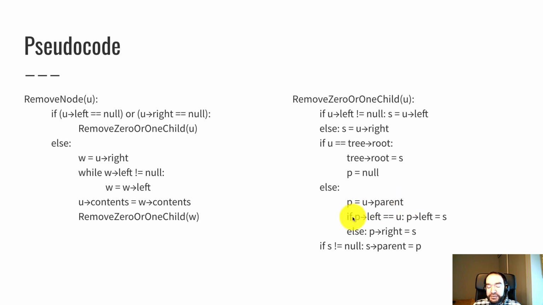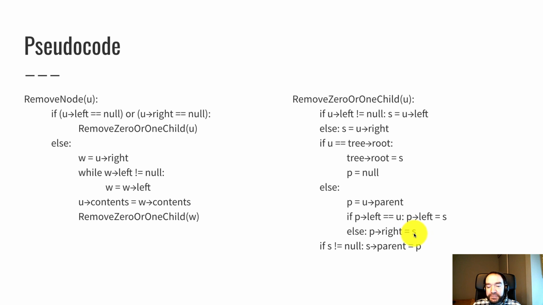And now we have to update the child pointer of p, and we have to decide which one it is. So if p's left pointer is equal to u, then that means u was the left child of p, and we say p's left becomes s. S is the node pointer that's taking the place of u. Otherwise, we know that p's right pointer has to be equal to u, so we set p's right pointer equal to s. So now we've replaced the left or right pointer that needs to point to s instead of pointing at u.